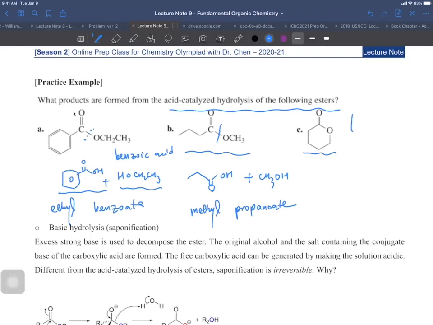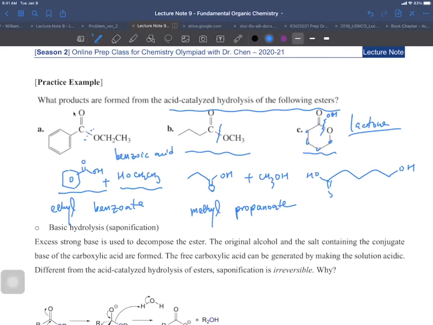The last one is a cycloester. This is called lactone. So the cycloester has a special name called lactone. So we still do something quite similar. So 1, 2, 3, 4, 5. There are 5 carbons in total. So we still add the OH to the acid fragment. We add the H to the alcohol fragment.